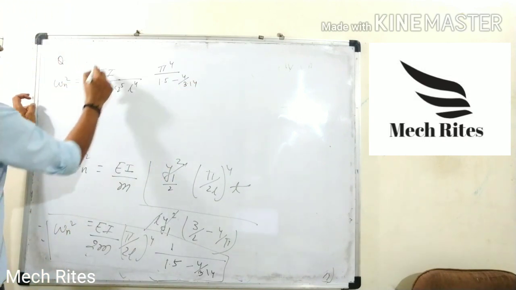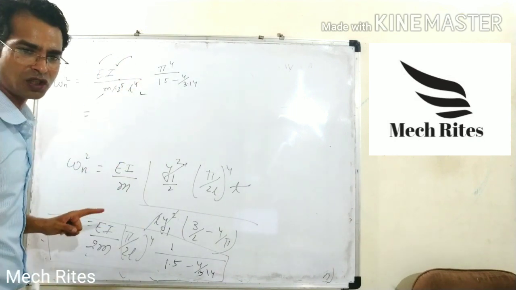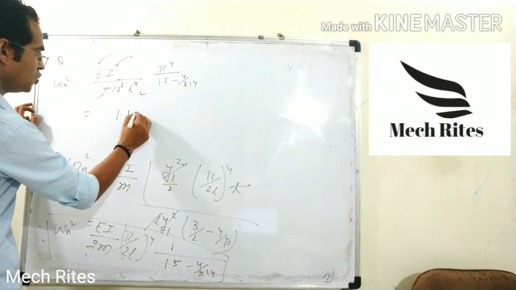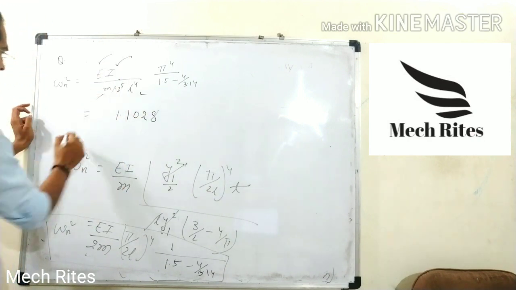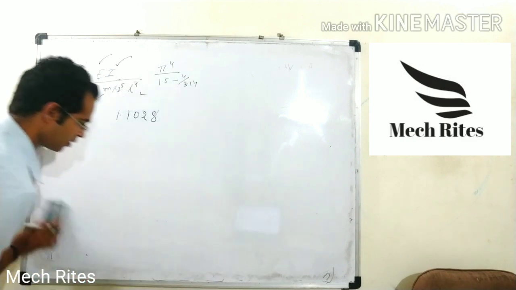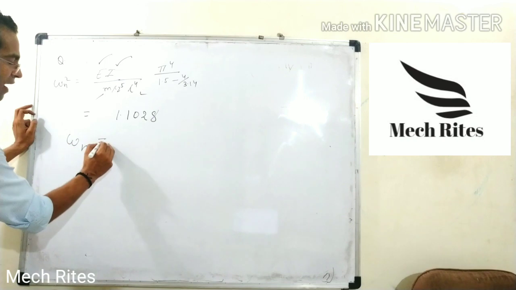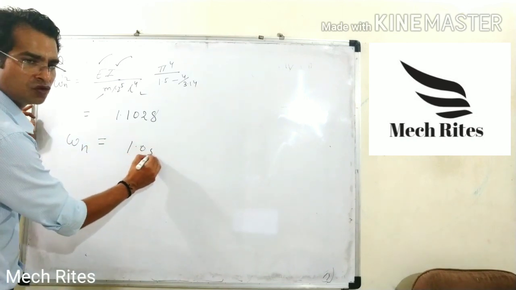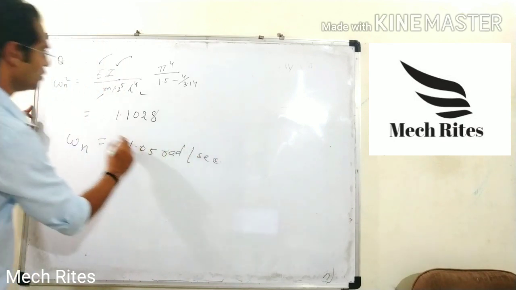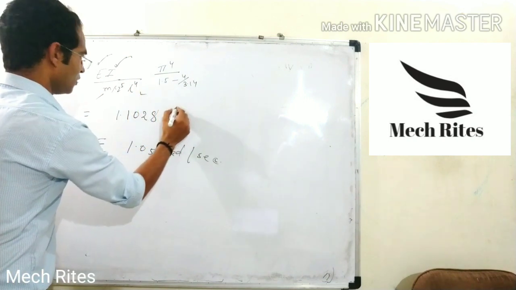So if you put the value of E, I, M and L from the question, the final answer in this case will be 1.102, and if you take the square root of this part, you will get the value of omega n, and its value is 1.05 radian per second.